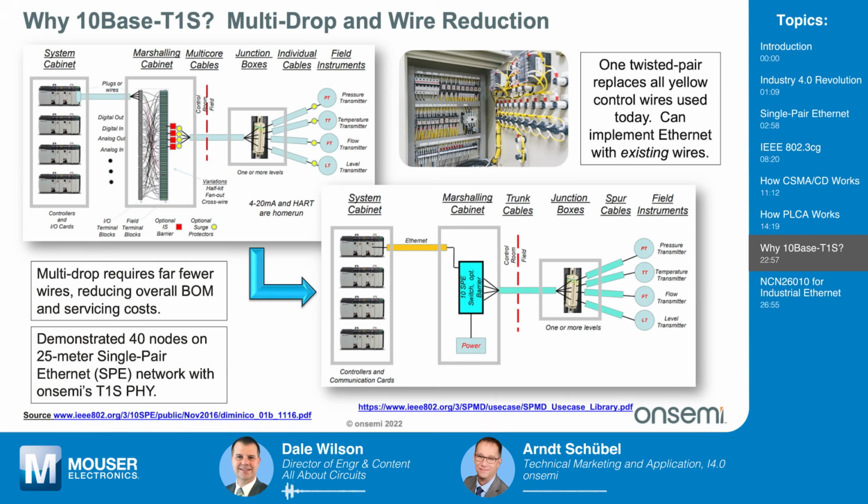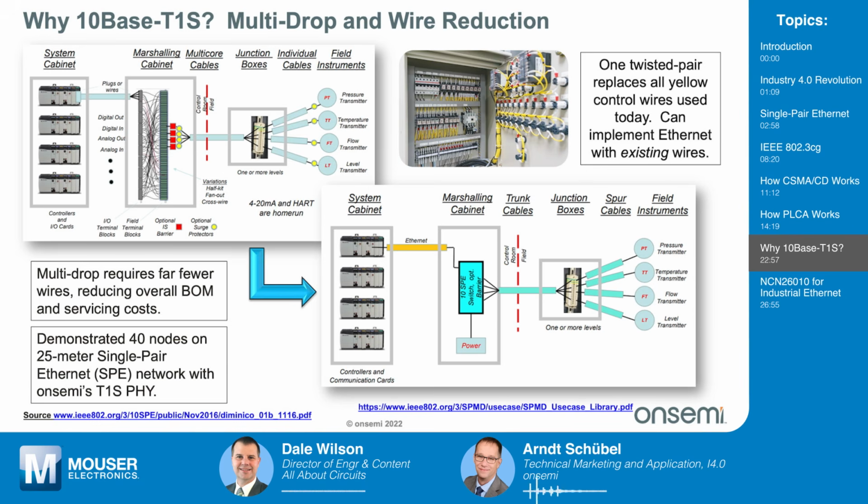So in these new systems, if we look at the diagram at the lower right, the new and improved system, which points will utilize your onsemi T1S PHY? It's obviously the field instruments, but is it also moving up? Is it the junction boxes? You can have that in the junction box.